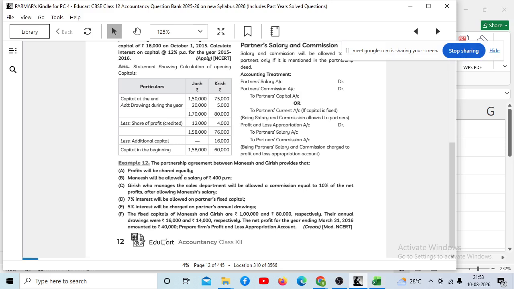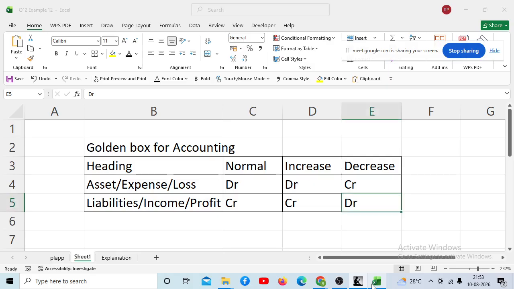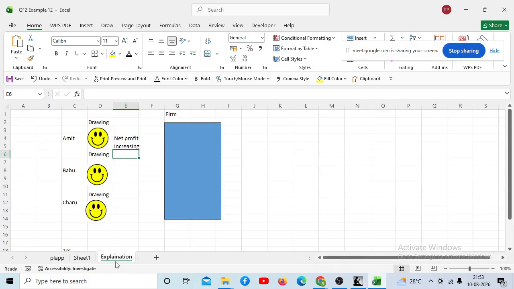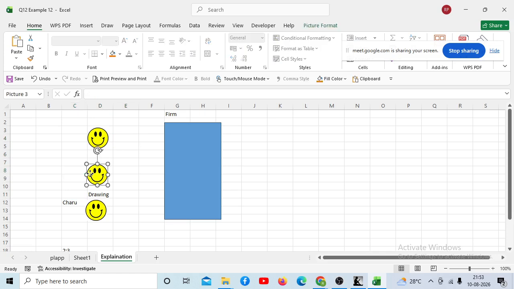They are telling that profits will be shared equally. Manish will be allowed a salary of rupees 400 per month. So I'm just going to the explanation part. See, we have to think what is happening in the firm. So I'm just removing all these previous things. Forget about it.